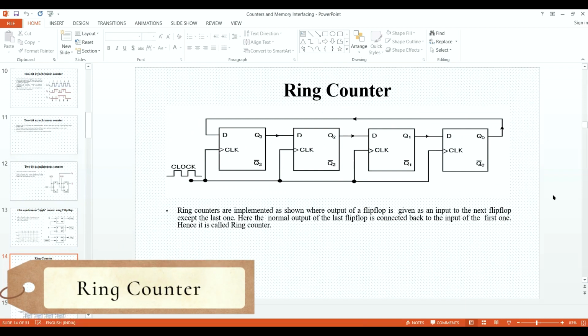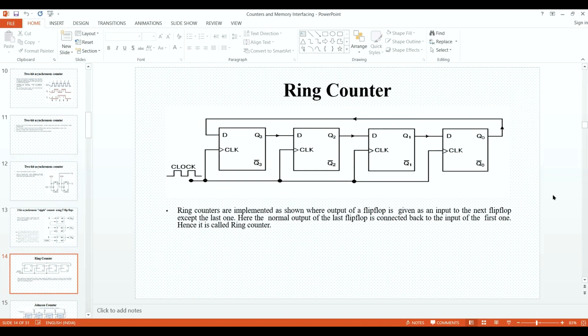Now we are talking about a ring counter, and you can see a different configuration. In a ring counter, we are using the same clock pulse, so the ring counter is a synchronous counter. The other difference is that in a ring counter the feedback is connected. This kind of operation is basically meant for SISO, which we will discuss when we discuss registers, where we have different shift registers. The main thing in a ring counter is that the normal output of the last flip-flop is connected to the input of the first one, and the feedback is provided.